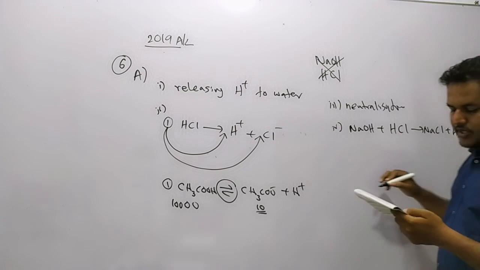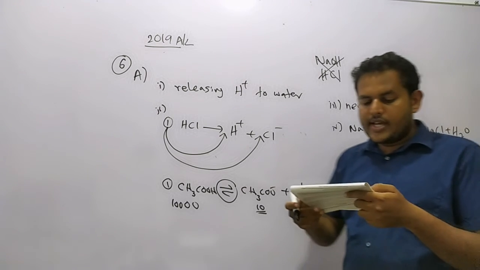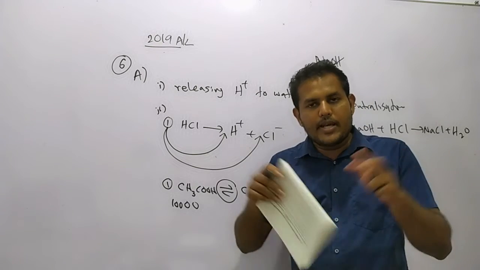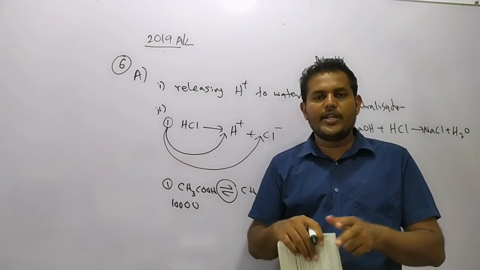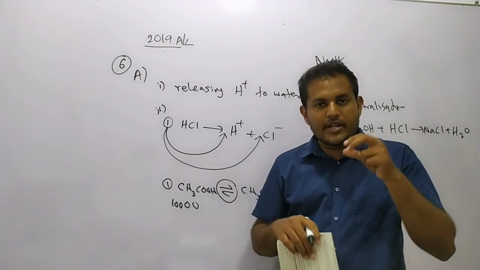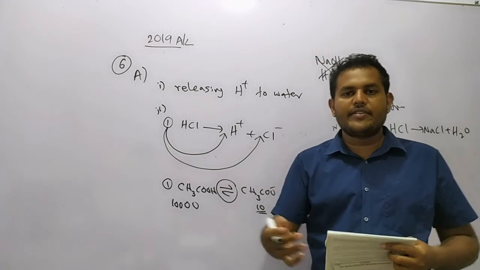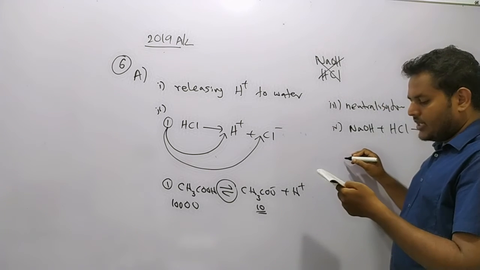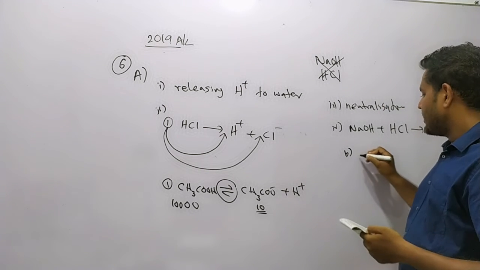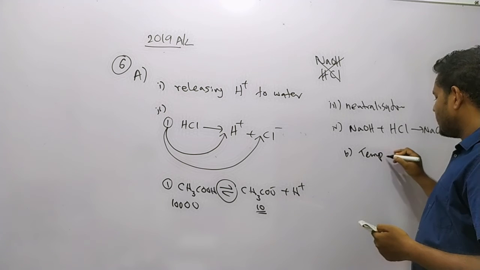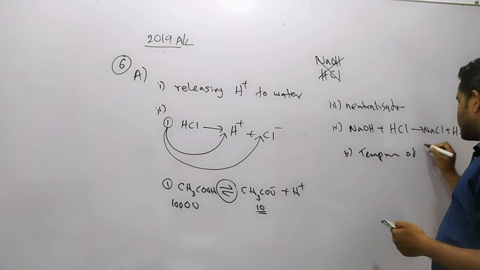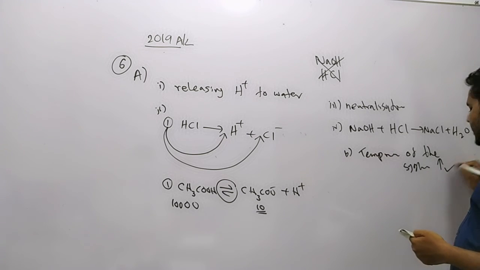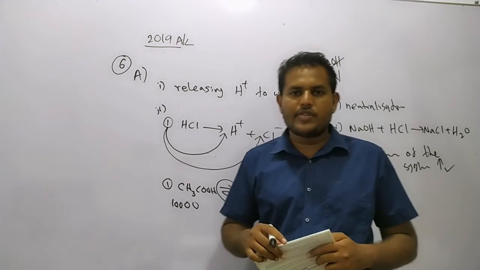In the last part, they are asking to write an observation that can be made when the above reaction occurs. This is an acid-base reaction. When an acid-base reaction occurs, heat is liberated. It will release heat, and then the system will get heated. So what you should write is that the temperature of the system will increase. That should be the corresponding answer for that part.